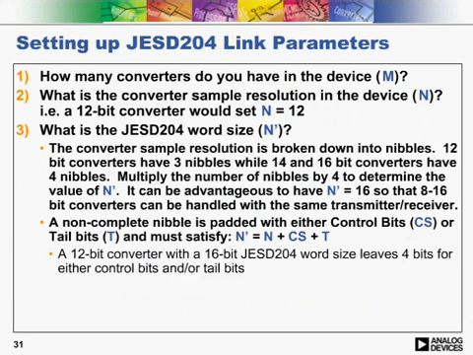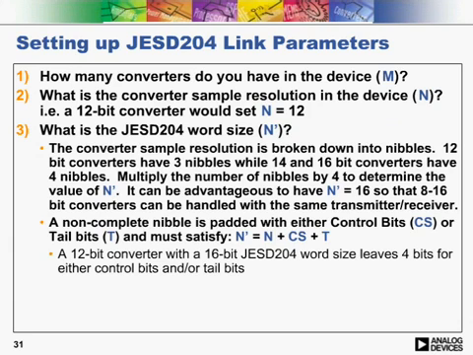Now that we understand a little bit more about the link parameters, let's take a look at setting up a JESD204 link. First, let's determine the number of converters in the device, signified by the letter M. Next, what is the sample resolution of the device, which would be N? Well, a 12-bit converter would set N equal to 12. Then we would need to set the word size, N prime. The converter sample resolution is broken into nibbles. 12-bit converters have 3 nibbles, while 14 and 16-bit converters would have 4 nibbles. We multiply the number of nibbles by 4 to obtain the value of N prime.